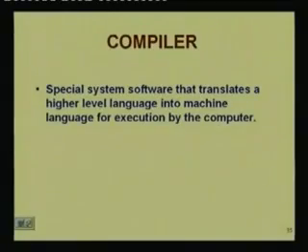Compiler: special system software that translates a higher level language into machine language for execution by the computer. So, whenever you say, for example, a Java program, when you compile, you get compiled object code, and this object code actually executes whenever you are executing this particular program.